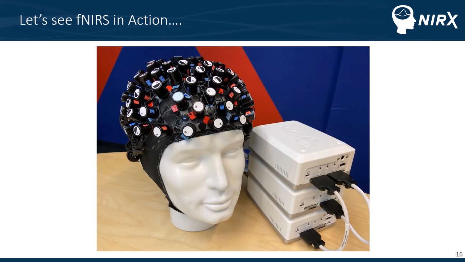Okay, now let's take a look at fNIRS in action. So we've talked about some of these working principles. What does it actually look like at the end of the day? So here we've got fNIRS probes on a cap, and we've got our amplifier system that takes our changes in light intensity and creates data files which we can then analyze.